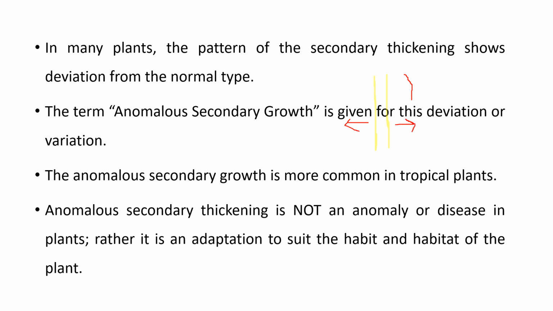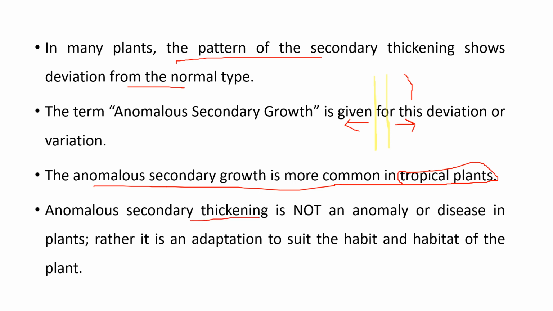So primary growth, where the plant increases in length, occurs by the help of apical meristem, but secondary growth, where the plant increases in girth or diameter, occurs by the lateral meristem or the cambium. Normally, dicot plants show secondary growth because they have cambium. But in some plants, the pattern of secondary growth shows deviation from the normal type. It shows some deviations or variation. Anomalous secondary growth is more common in tropical plants as compared to temperate plants.